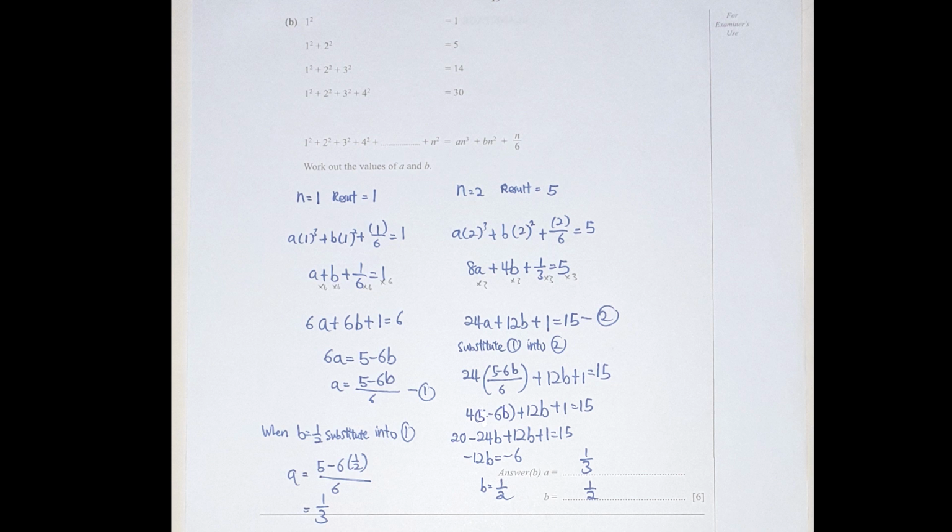Whereby for your next one, I use n equals 2, your result is 5. Substitute n by 2, the result equals 5. Get rid of the denominator, I get the equation as 24a plus 12b plus 1 equals 15. So I substitute 1 into 2 and run a manual calculation. My b will actually be 1 over 2. And when b equals 1 over 2, substitute it back into 1. My a will be 1 over 3. So feel free to pause the video, check the workings, and get this question sorted out.